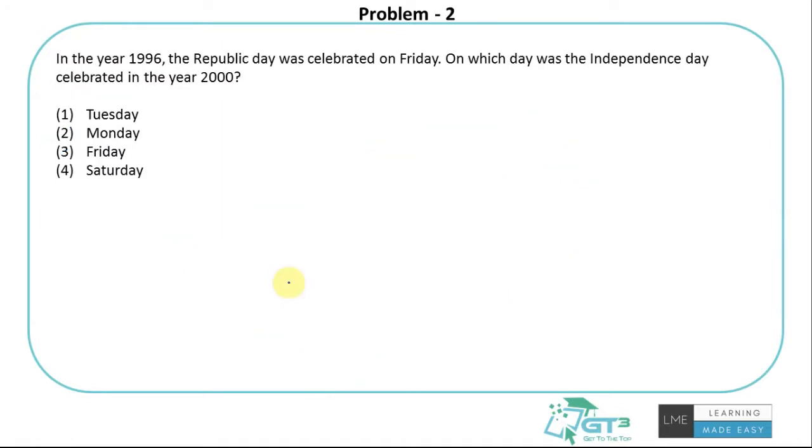In the year 1996, the Republic Day was celebrated on Friday. So the Republic Day is basically 26th January. Was celebrated on Friday. On which day was the Independence Day celebrated in the year 2000? So Independence Day is 15th August. So it is asking for 1996. So basically 26th January 1996 is Friday.